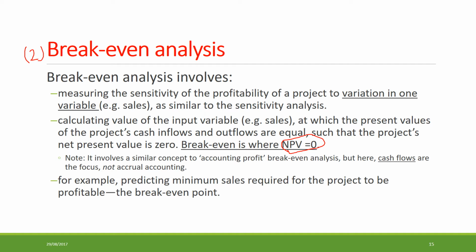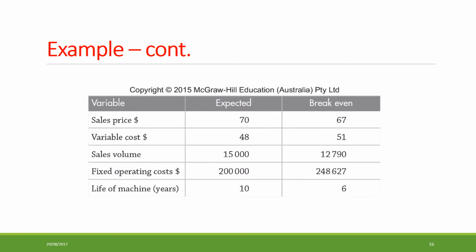So let's look at an example. This is also coming from the textbook, same example as we looked at before. So with the break-even analysis, what we want to do is firstly fix other variables, right? So we keep other variables constant. We only change one variable at a time, right? So with the break-even analysis, we want to find the level. For example, if we look at sales price, we want to find the level of sale price where the NPV is equal to 0, right?